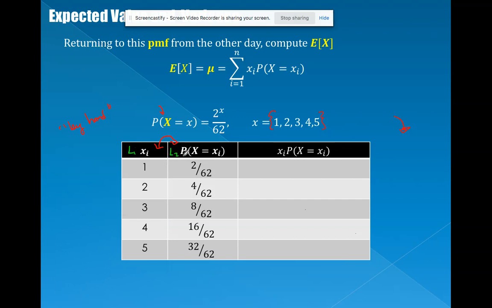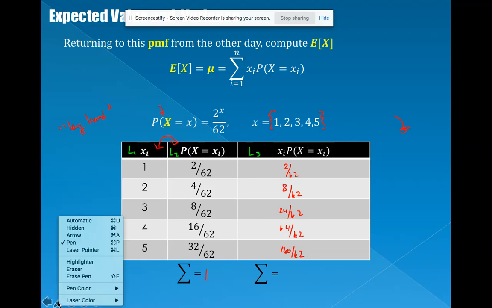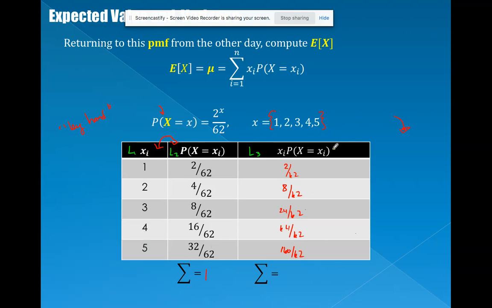And for future purposes, I'm going to write L1, L2, and L3. And if we fill in our L3 values, I don't need a calculator to say that's 2 out of 62. And then again, just verifying, the sum of the probabilities is 1. And the sum of each individual x times its individual probability, what did we call that? That's your expected value, right?